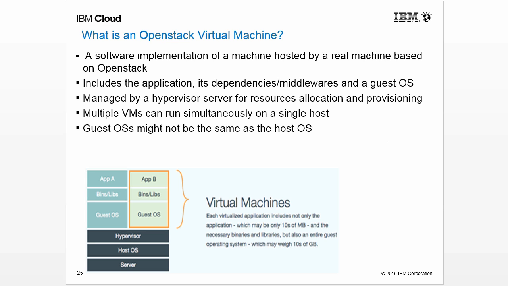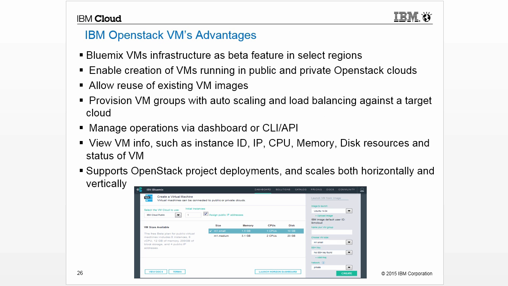A virtual machine is a software implementation of a computer that executes programs like a real machine. Within the virtual machine is a complete operating system and application software stack. A hardware virtualization layer is provided by a hypervisor and separates the virtual machine from the host. The hypervisor allocates resources as needed and allows many virtual machines to run simultaneously on a single host system.